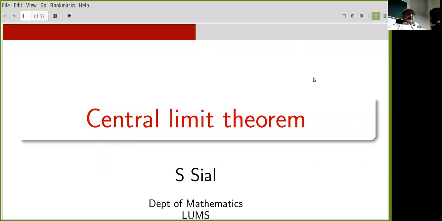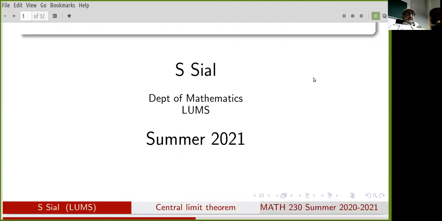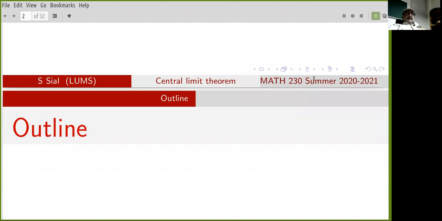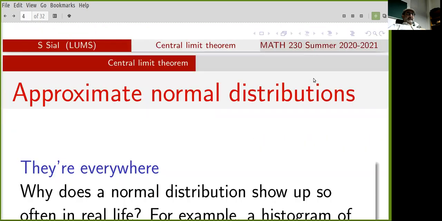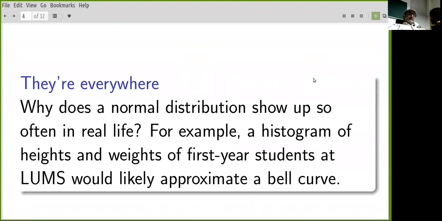In this session, we'll look at the central limit theorem. That will be the most important result of the course. So why do we want to do this? Well, it's because normal distributions show up everywhere in real life.